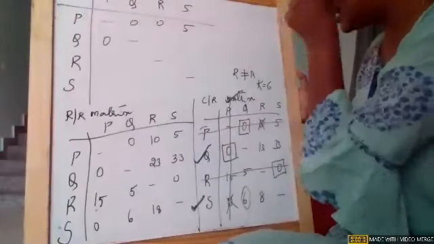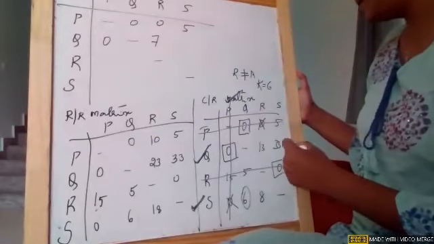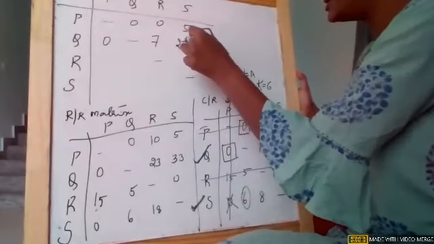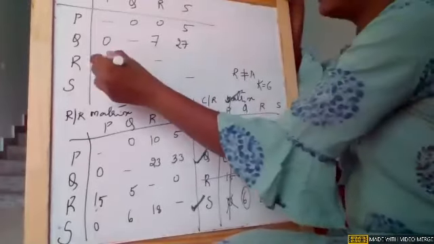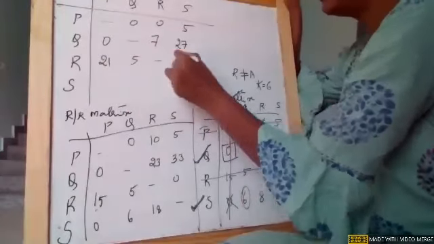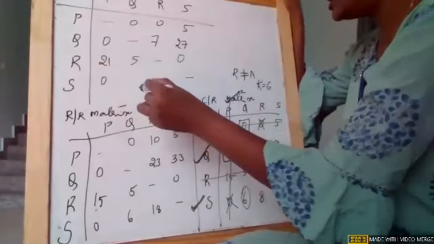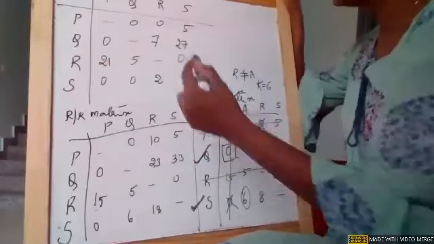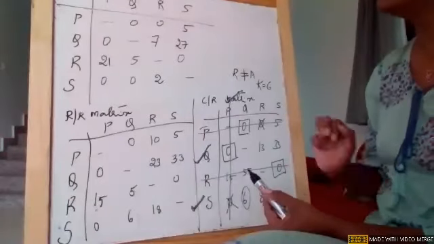And 13 minus 6, it is 7. And this is, I think, 27. 33 minus 6, it is 27. So here 15 plus 6, it is 21. And 5 and 0 remain unchanged. Then come to the next one, 0 remains unchanged. 0, 2. So this is how we got the new matrix after substituting the value of k.